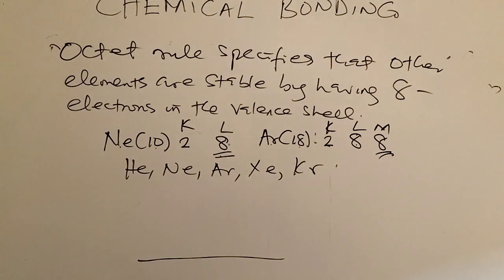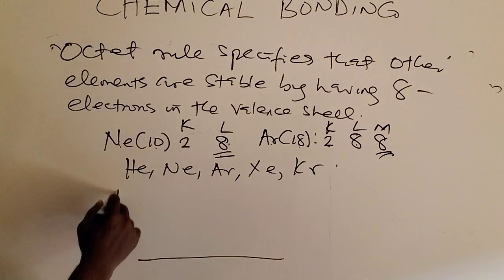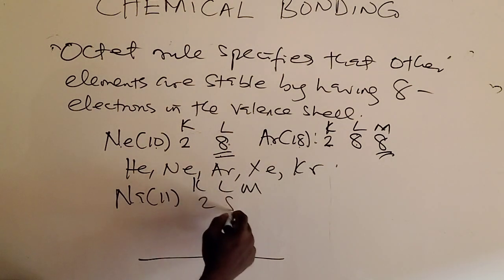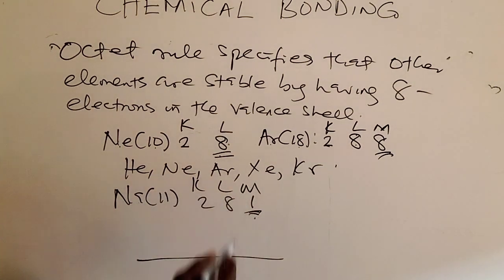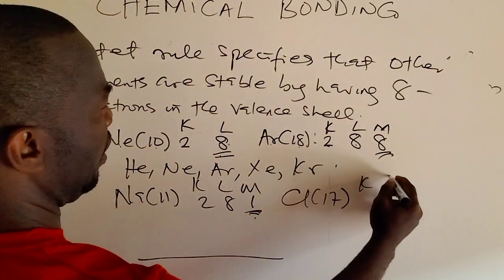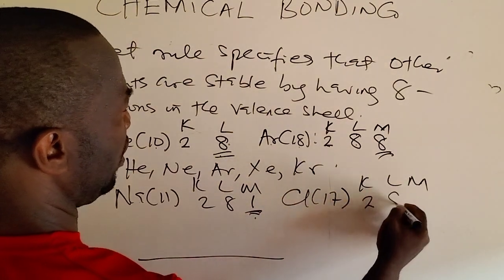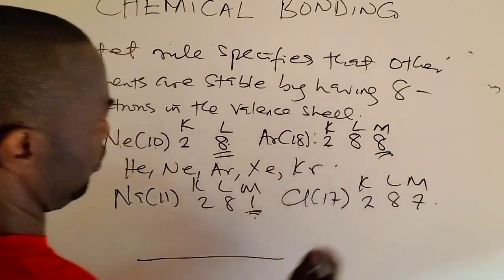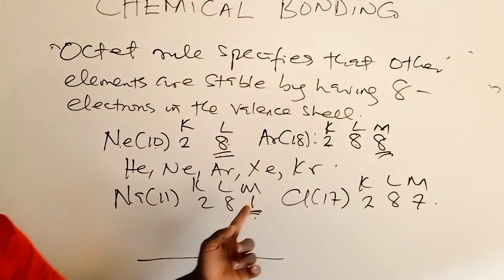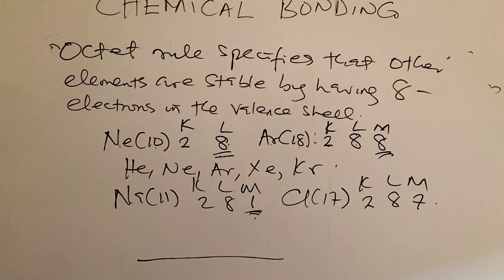Now, other elements are positively jealous of them. What do I mean by that? Other elements want to be like them because they don't have complete outermost shell. Look at sodium, 11, KLM, 2, 8, 1. Incomplete in the outermost shell. Look at chlorine, 17, KLM, 2, 8, remainder 7. So these other elements are reactive because the outermost shells are not complete. So they tend to come together.